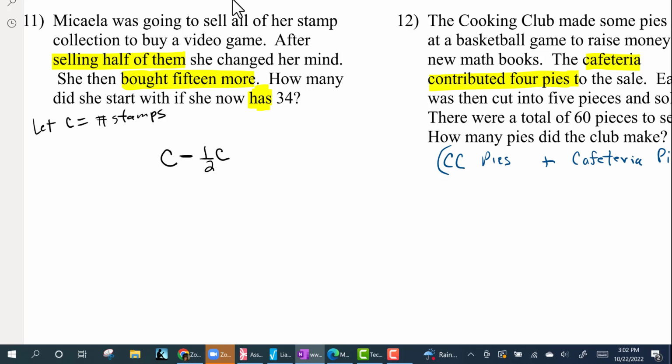She changed her mind, then she bought. Well, when you buy things, that means you're adding to your collection, and that says 15. How many did she start with if she now has, another one of those is, was words? And look at what we have. We have an equation now. So if you have one whole thing and you subtract half of it, you're left with half.